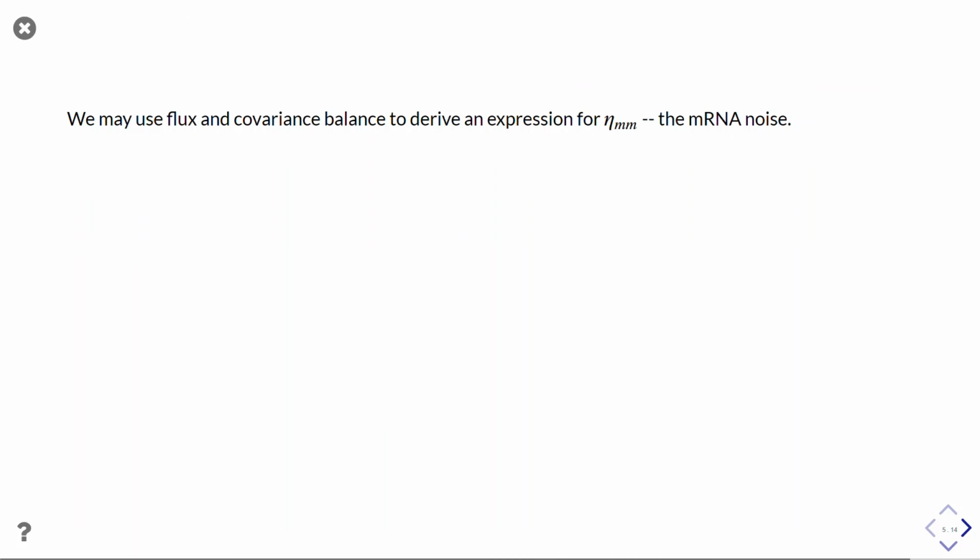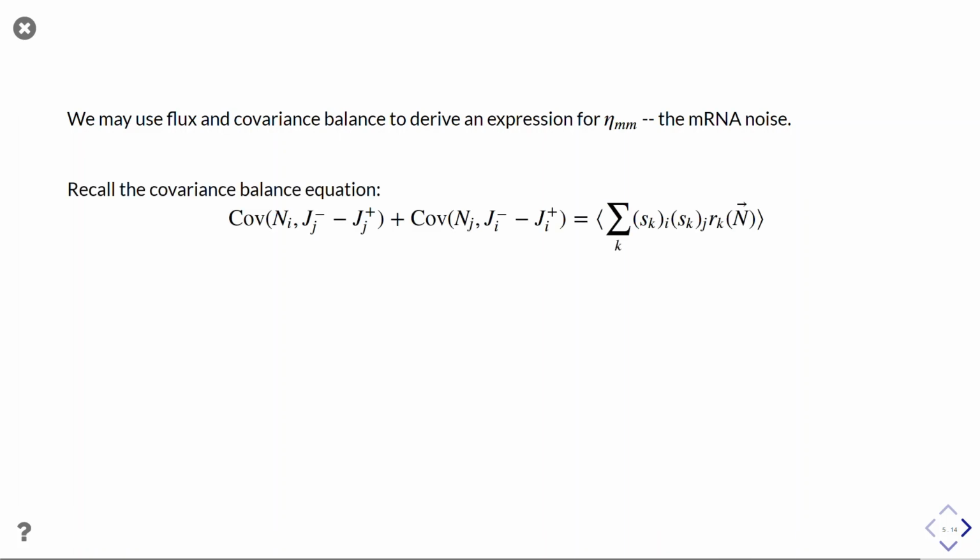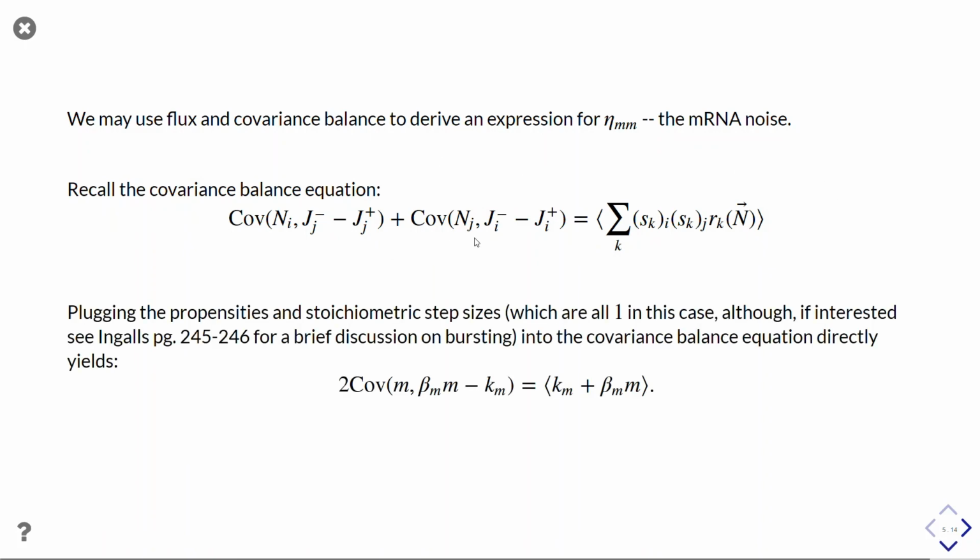We may use the flux and covariance balance equations to derive an expression for eta mm, which is the mRNA noise. Recall the covariance balance equation shown here. Now we can plug in the propensities and stoichiometric step sizes, which in this case are all 1, although if you're interested, see pages 245 to 246 for a brief discussion on bursting in gene expression. These pages are references to Ingalls' textbook.